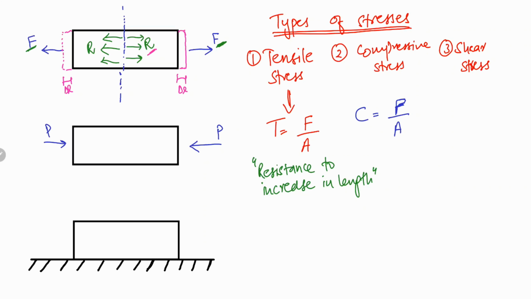Now it is known as the compressive load because it compresses the object. What is meant by compression? Because it compresses the object, the object will now be compressed. This is the new shape of the object. It will be compressed because of the compressive load.